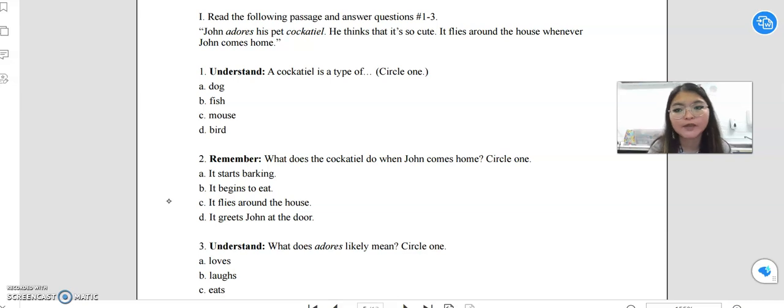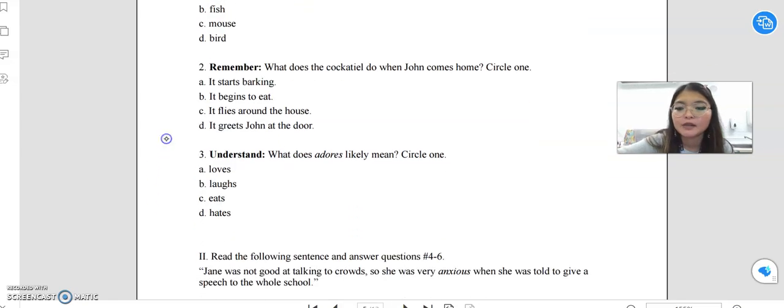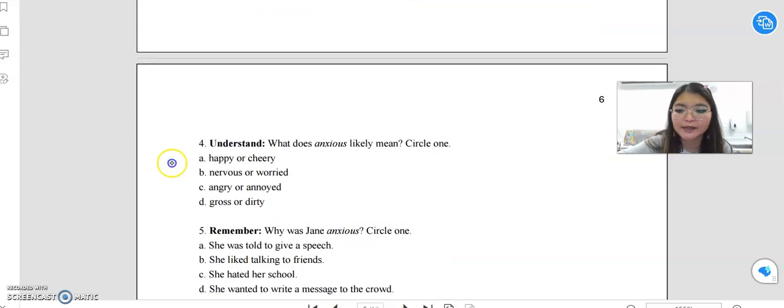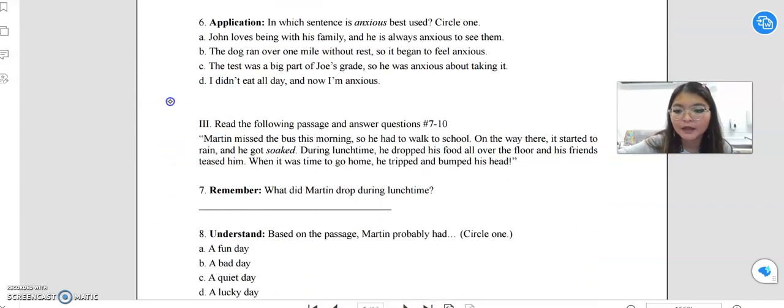He thinks it's so cute, it flies around the house whenever John comes home. So for their understanding, a cockatiel is a type of, and so of course it says it flies around the house, so is it a dog, a fish, a mouse, something like that. So that's the first part, and then the second part, again, they just have to read about Jane's bad day and then answer the questions about that.